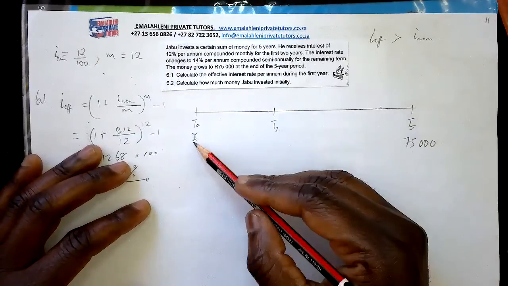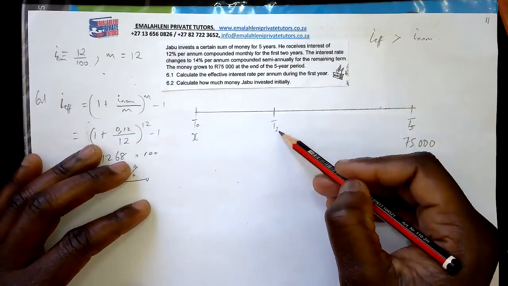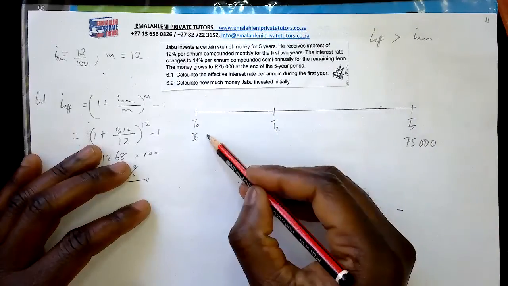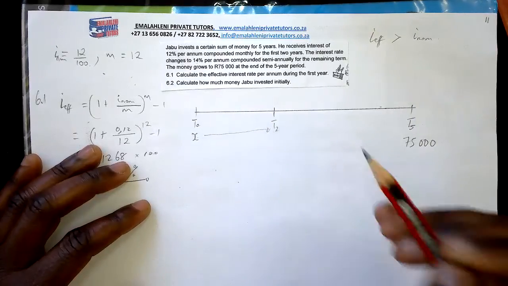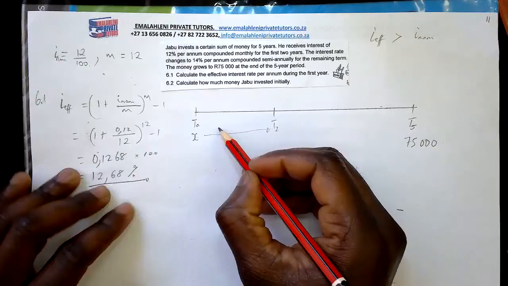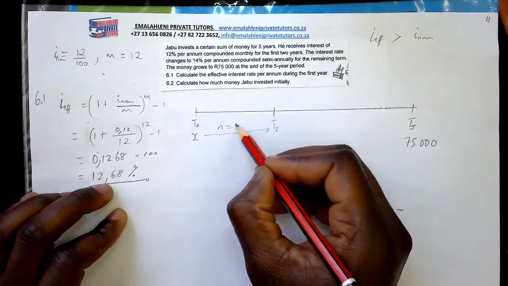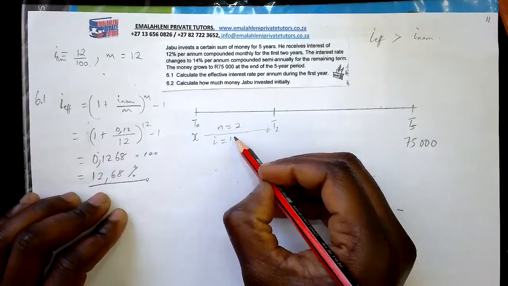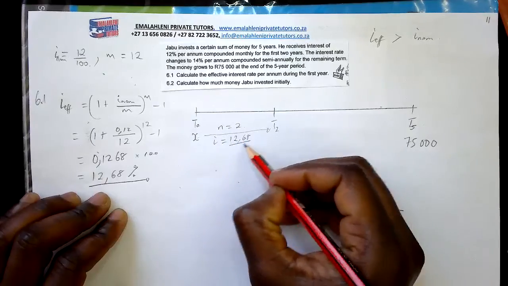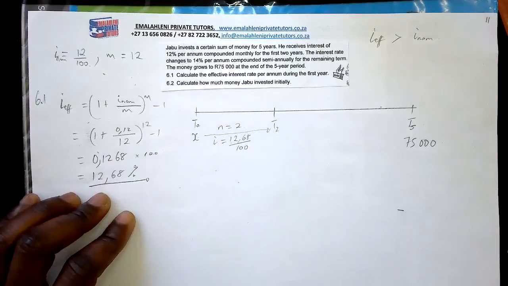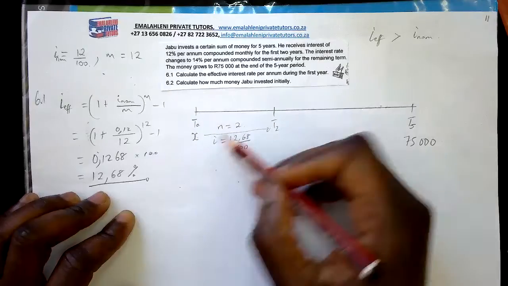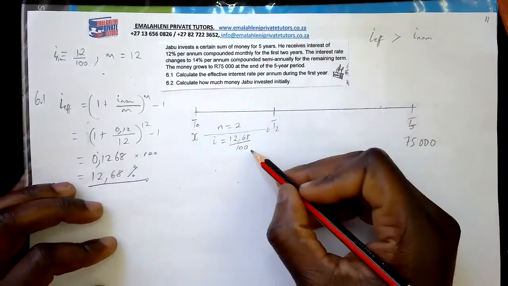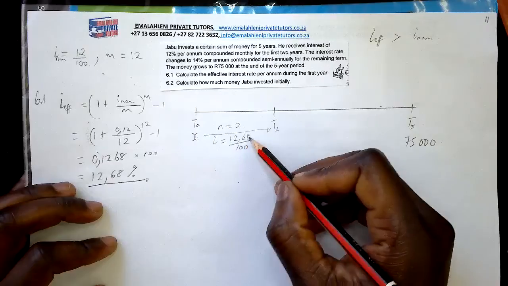It means your X grows for 2 years, then it further grows for 3 years. So here it grows for 2 years, in this case our N is 2. Our I now is 12.68 over 100, because we are going to use this one and not the 12 and everything. So we have 12.68 over 100.